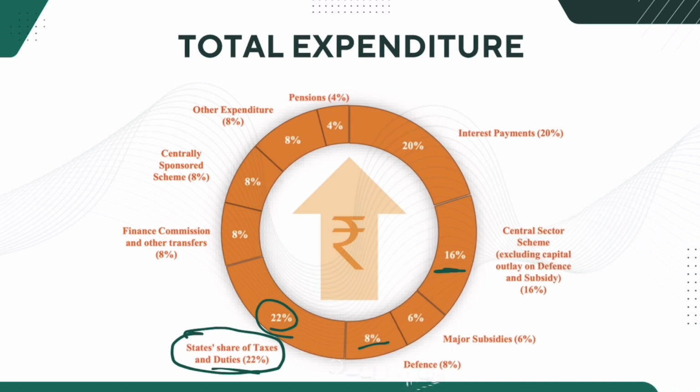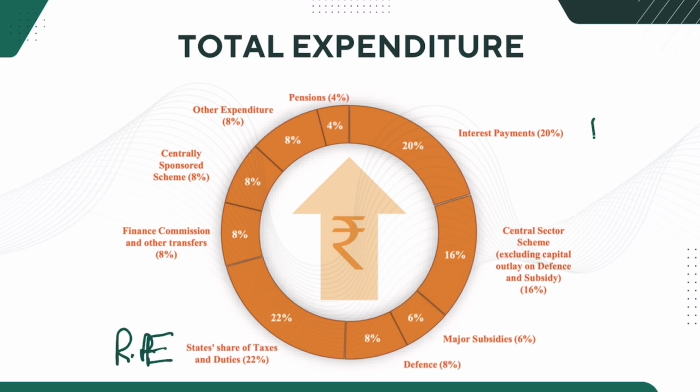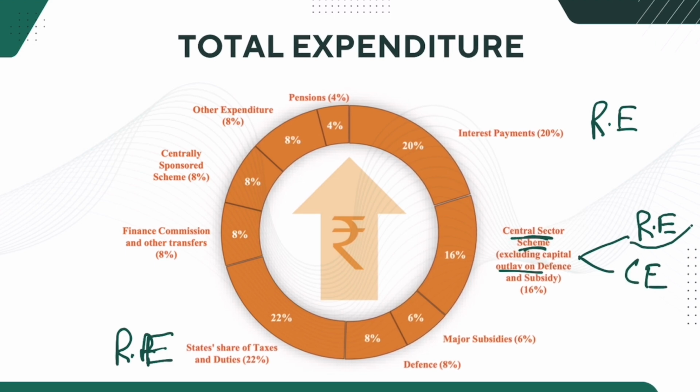Just remember this. And for your revision from the previous lecture, let's categorize each and every expenditure, whether it's revenue expenditure or capital. State share of taxes and duties, revenue expenditure. Interest payments, revenue expenditure. Central sector schemes, excluding capital outlay on defense: mostly revenue expenditure, but it can be capital also. If these central sector schemes are building assets, roads or bridges, then it would be capital expenditure. If it is normal day-to-day expenditure under these schemes, revenue.